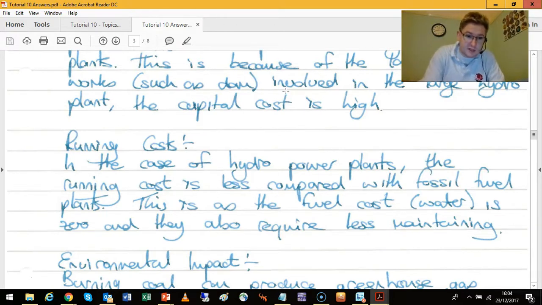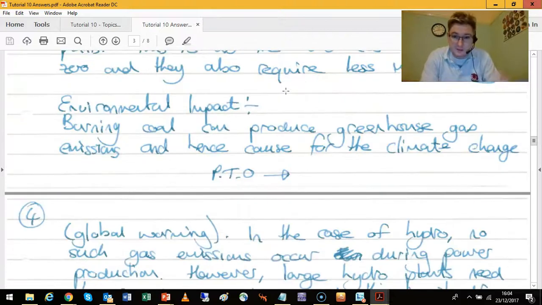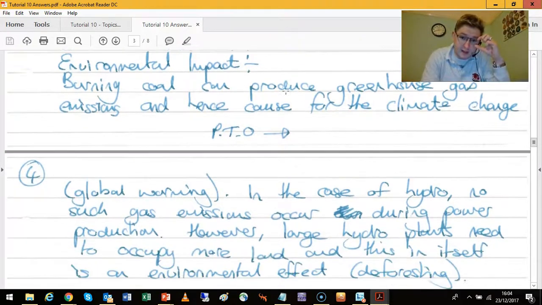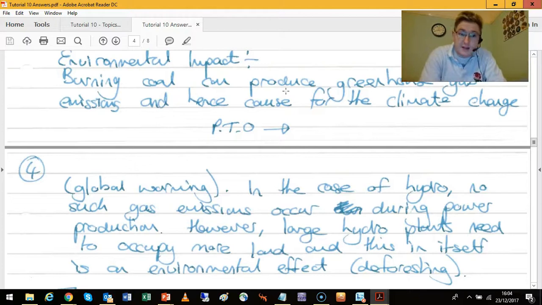And the environmental aspects: burning coal can produce greenhouse gas, which can cause climate change or global warming, whereas in hydro there are no gas emissions, but it does have an effect on wildlife, so things like deforestation, shifting in wildlife, and those fish trap videos that I sent before. So hopefully that will clear up a few of those misconceptions.